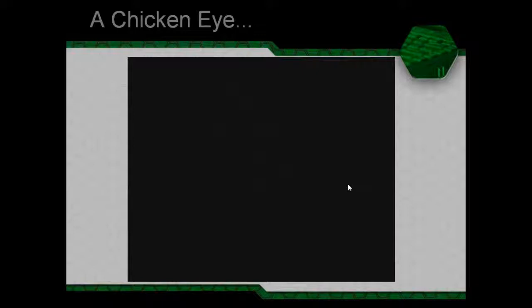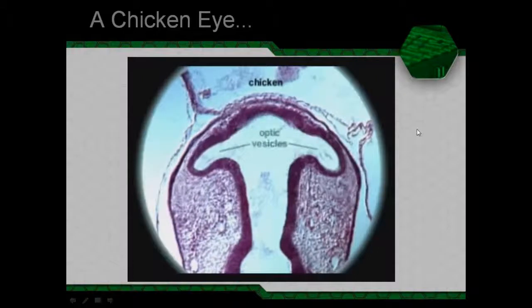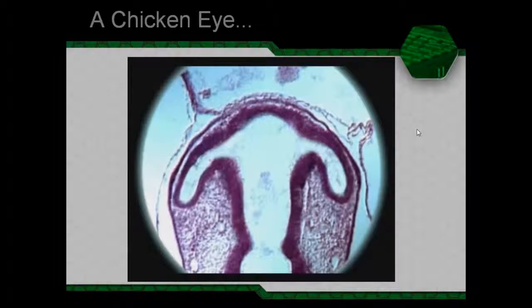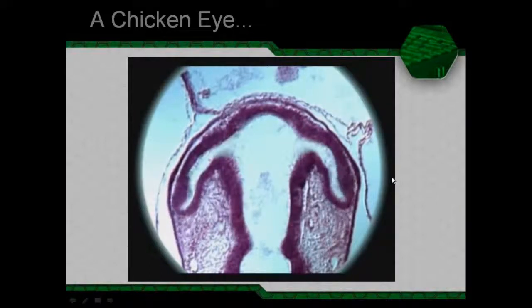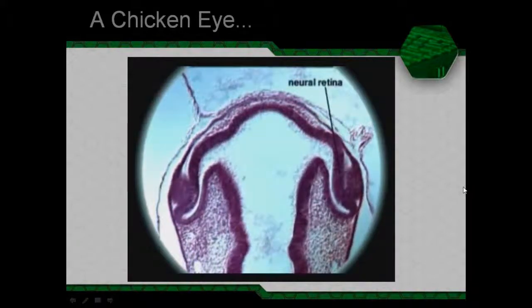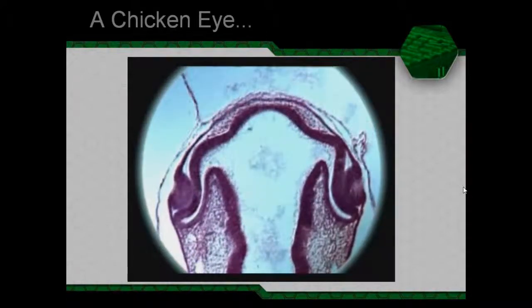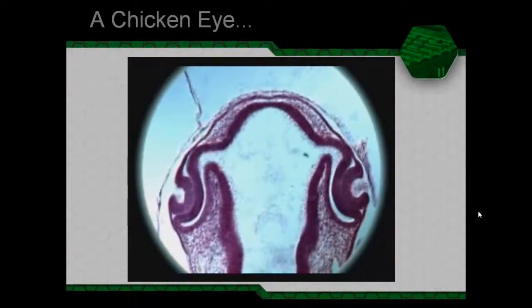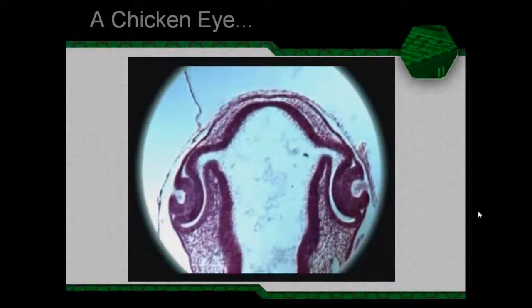So here we're going to take a look at the development of a chicken eye, and this is comparable to a human eye. So if you see here, the optic vesicles basically grow in this developing chicken embryo. Now, where the vesicles come into contact with the outside wall of the embryo, a layer of cells fold, eventually becoming the neural retina. Now, at the same time, the lens begins to take shape from a thickening of the outer layer. And there we have the embryology of the eye.